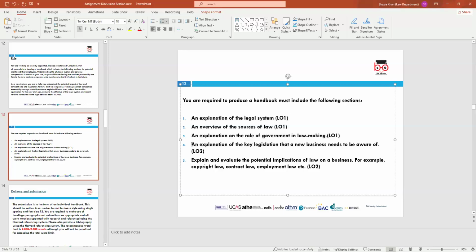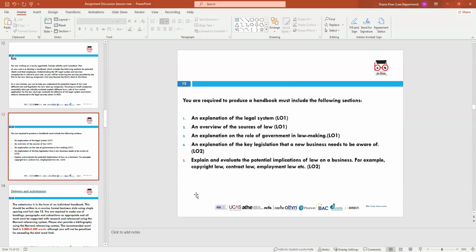The next one, number 4, is an explanation of key legislation that a new business needs to be aware of. So health and safety, employment law, contract law, that will be in learning outcome 2. And then the 5th one is explain and evaluate the potential implications of law on a business, for example, copyright, contract, employment, etc. And that's looking at learning outcome 2. So the first 3 are looking at learning outcome 1. The second 2 are looking at learning outcome 2.